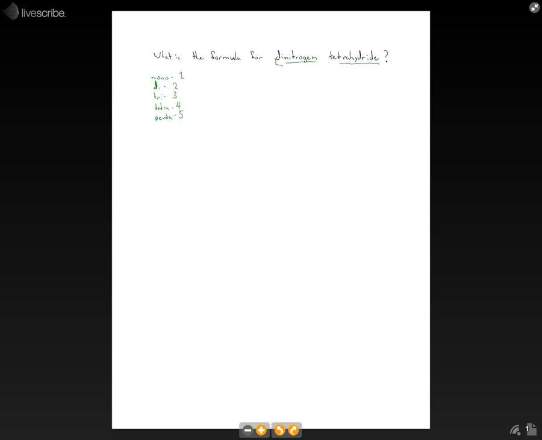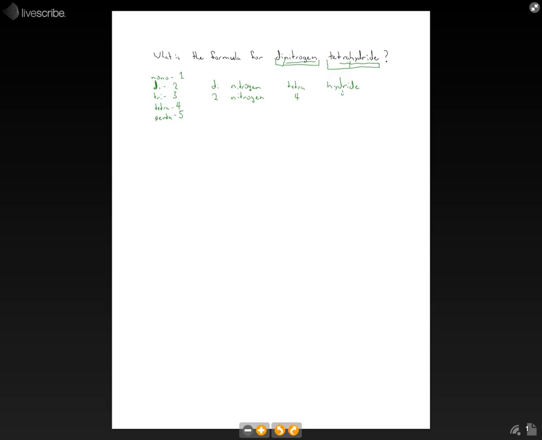So if we isolate the prefixes here, break the word up a little bit, so we can see that we have dinitrogen, tetrahydride. So that tells us that there's 2 nitrogen. Tetra means 4, so there's 4.